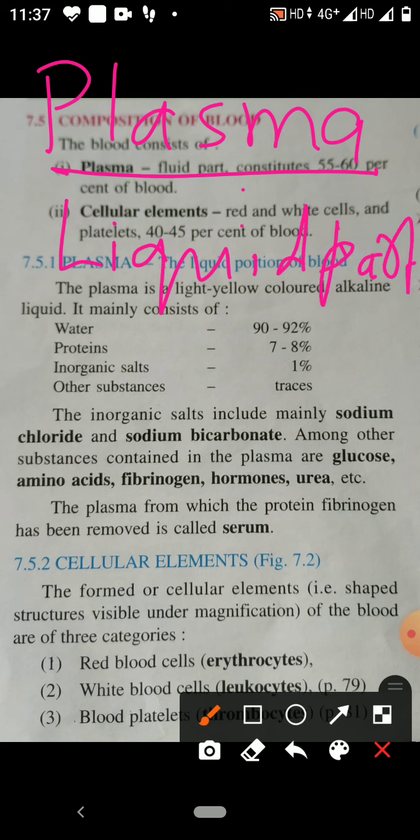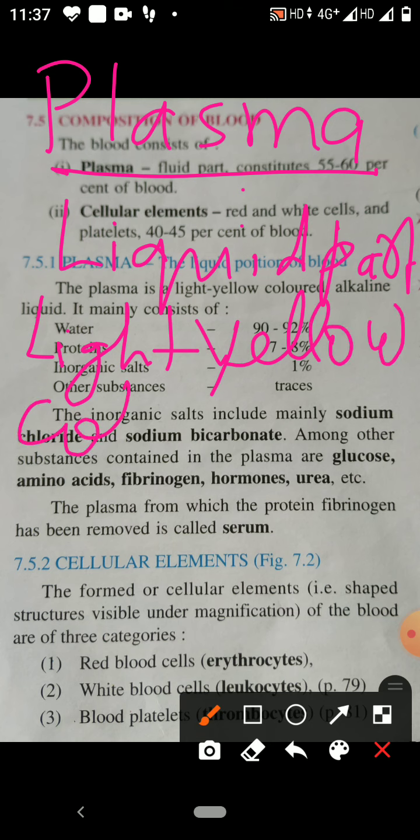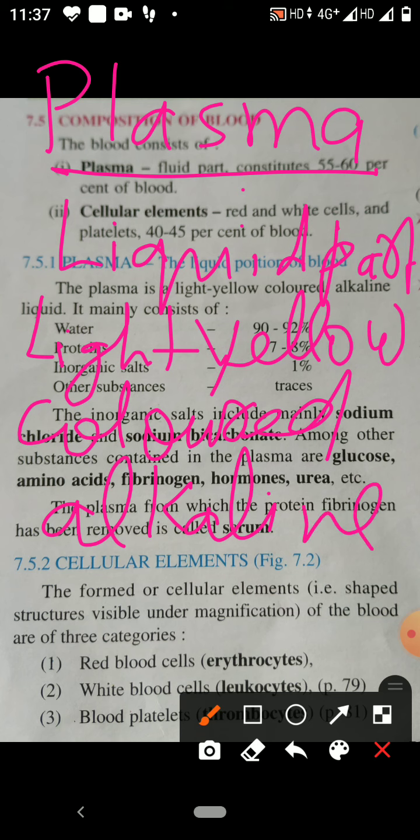It is light yellow colored. Alkaline liquid. So you can write the definition of plasma. Plasma is the liquid part of the blood. It is a light yellow colored, alkaline liquid.